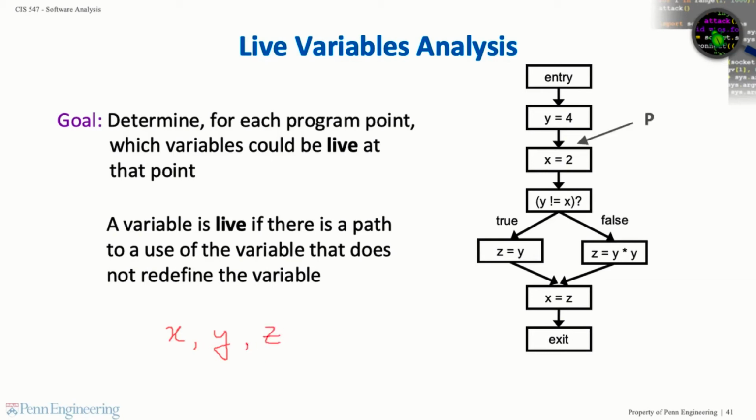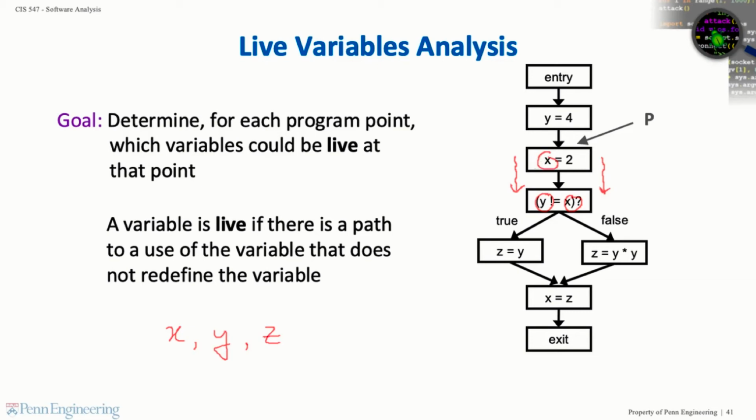Consider the program point P at the entry of the assignment of 2 to x. The variable y is live here because there is a path to a use of y here that does not redefine y. The variable x, on the other hand, is not live at program point P, because even though there is a path to a use of X here, that path redefines X here.